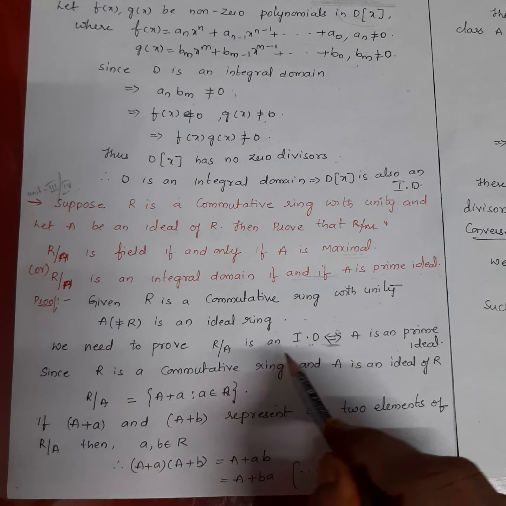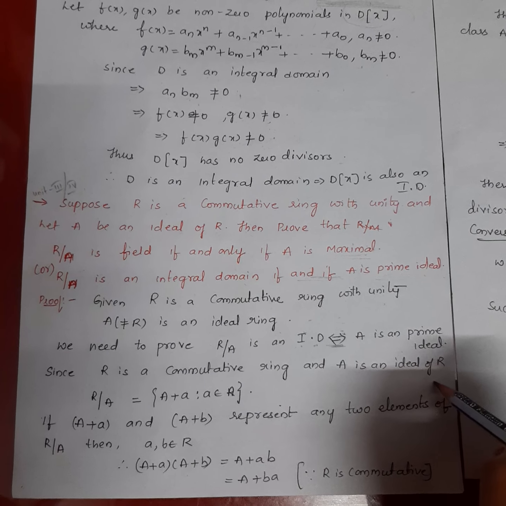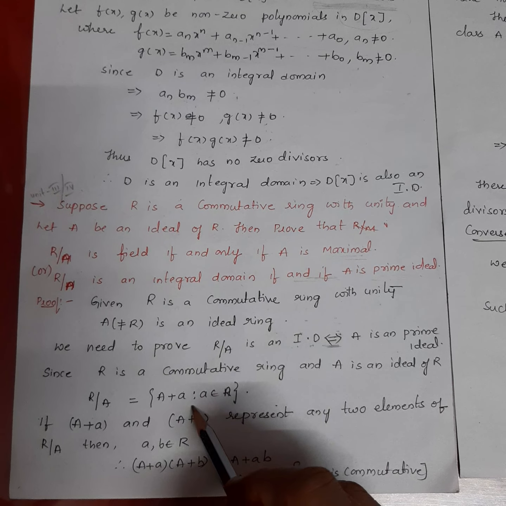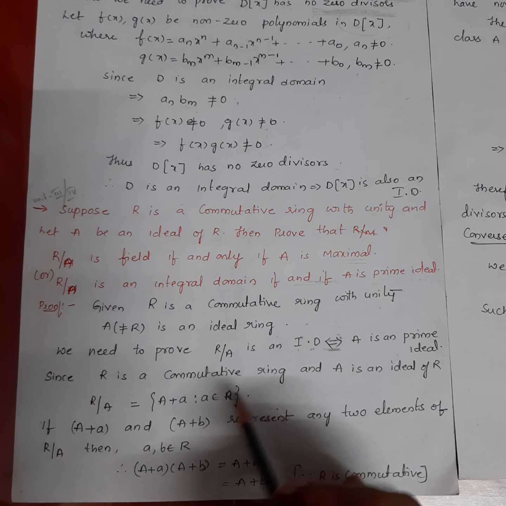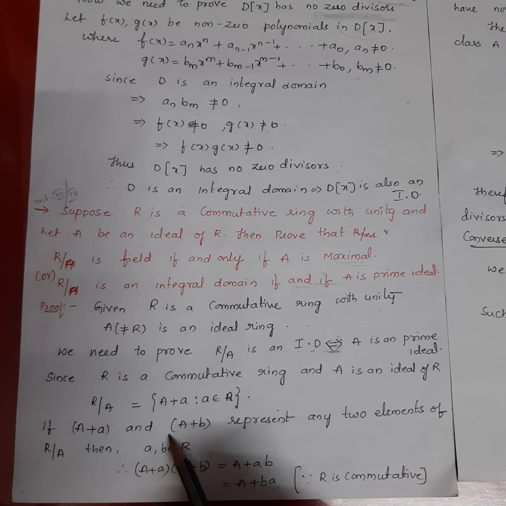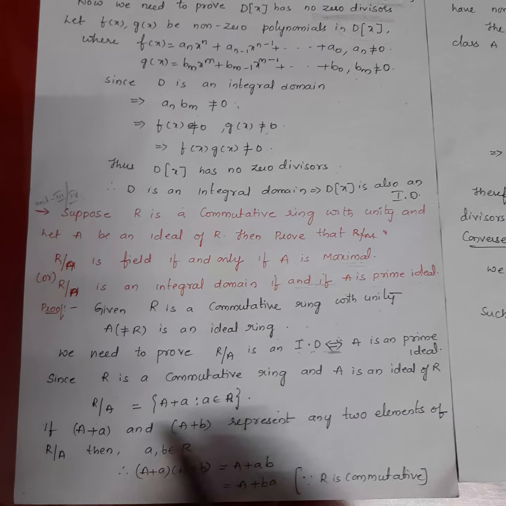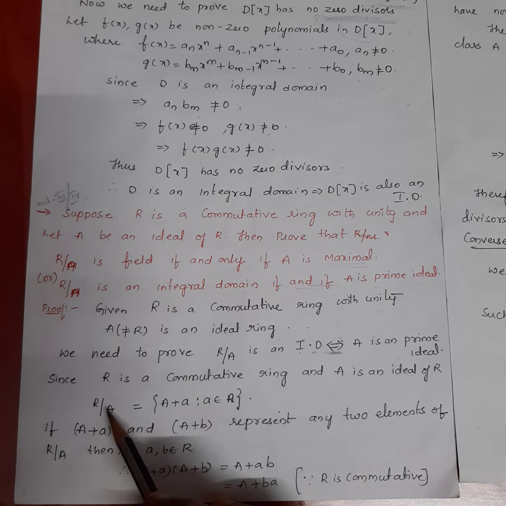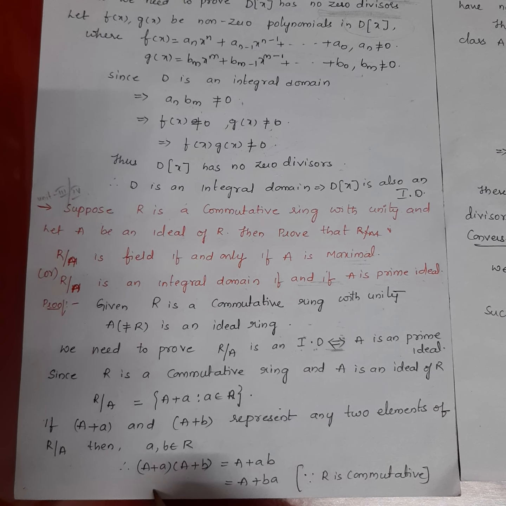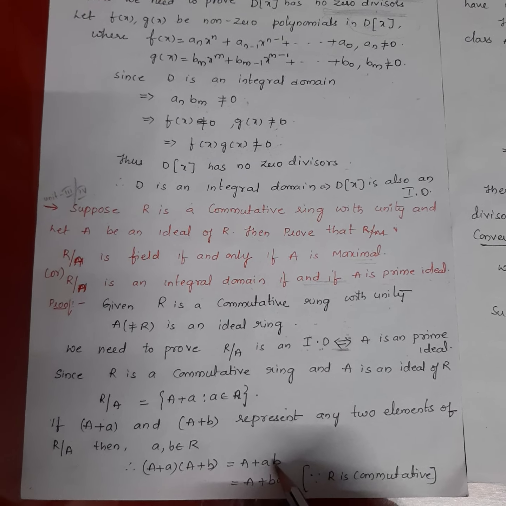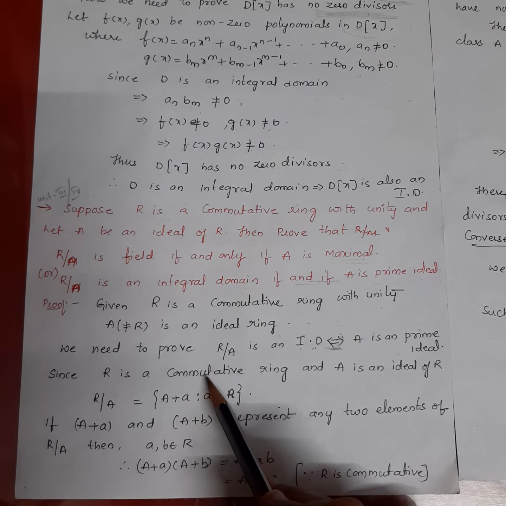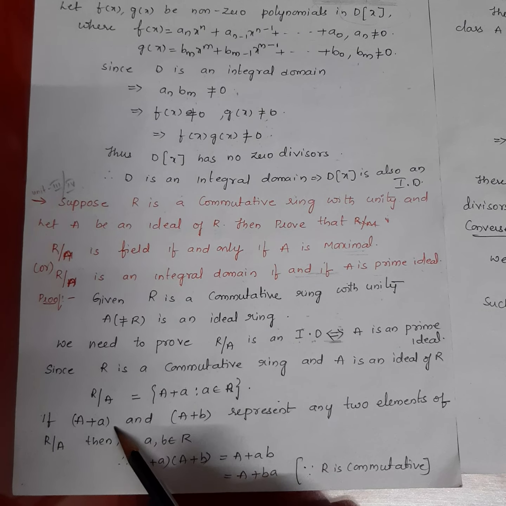Since R is a commutative ring and A is an ideal of R, the factor ring R/A consists of elements a + A, where a belongs to R. If a + A and b + A represent any two elements of R/A, I am taking two elements from the factor ring, where a, b belong to R. Then (a + A)(b + A) = ab + A = ba + A. Since R is commutative, we are going to prove R/A is commutative.